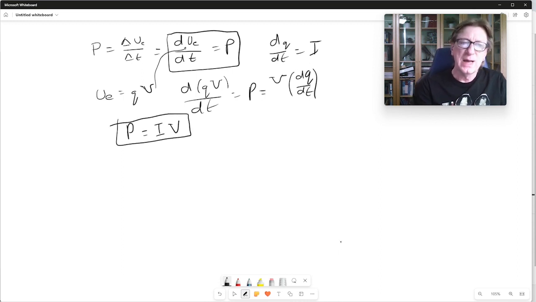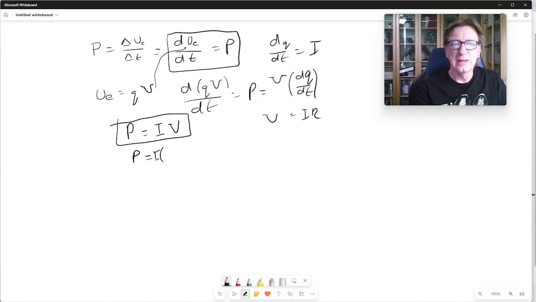So the power is going to be the current times the voltage. That should be a very easy to remember expression. Now, we can get a couple of other useful forms by applying Ohm's law. To start off with, we want to substitute for the voltage. The voltage is IR from Ohm's law. That is the root form of Ohm's law. So I'm going to plug that in here. And so I get P is equal to I times IR, which is just I squared R.